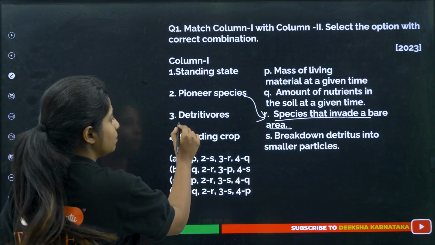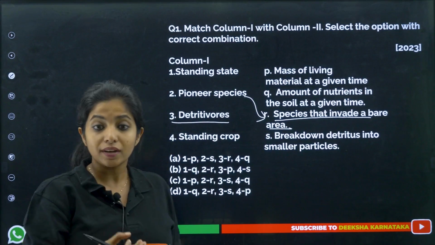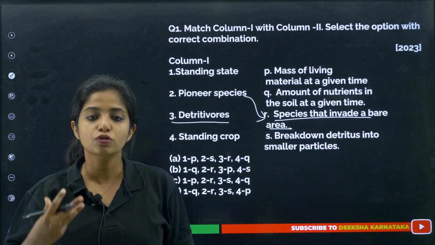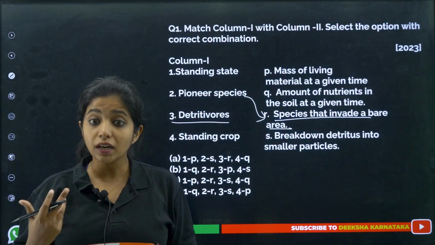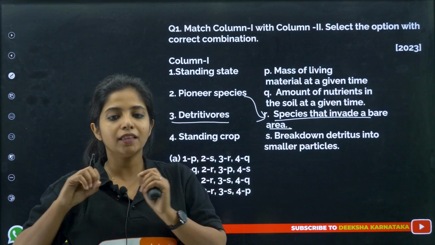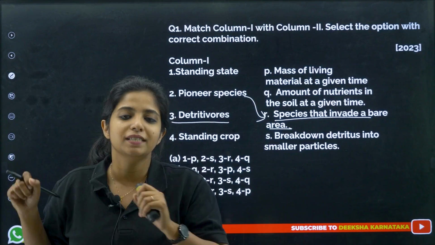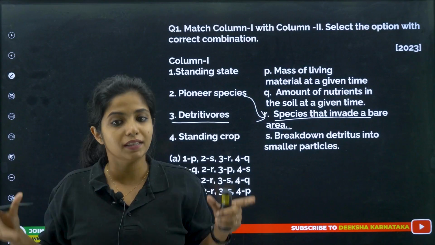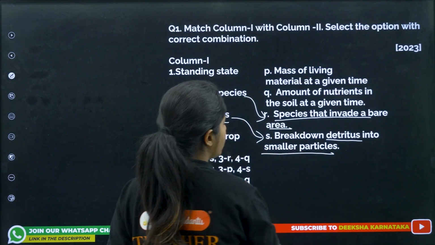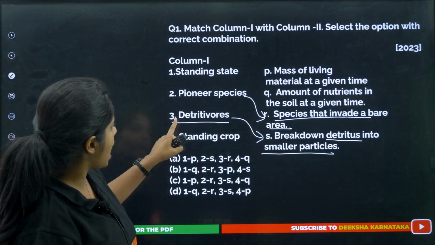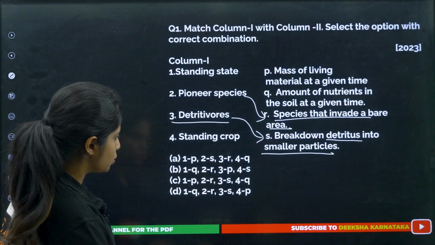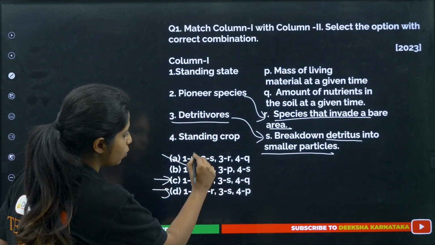And now detritivore, something that you might have studied from a very young age. Detritivores break down the dead and decaying things into smaller ones. For example, you have earthworm. Earthworm feeds on something and then poops out something. What is it pooping out? Basically smaller particles. What is it eating? Bigger things. So it is breaking down detritus. Detritus is dead and decaying things, broken into smaller particles. So we know 2 is with R and 3 is with S. So we are having 2 options like that. Let's exclude the other 2 options.